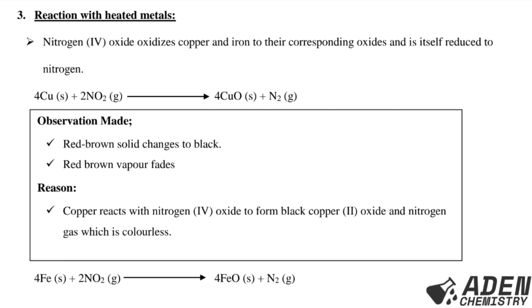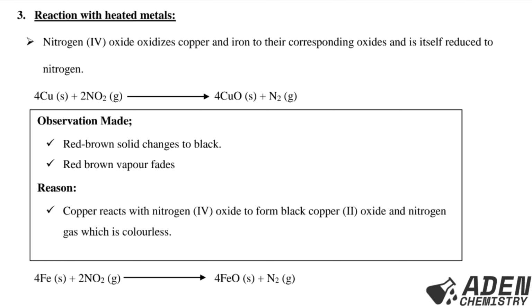So the observations made: number 1, we're saying red-brown solid changes to black, and that's due to the formation of copper 2 oxide. And number 2, we're saying red-brown vapor fades because here we're having nitrogen gas, which is colorless. So that means the red-brown vapor fades or disappears. The reason for that observation is that copper reacts with nitrogen peroxide to form black copper 2 oxide and nitrogen gas, which is a colorless gas.